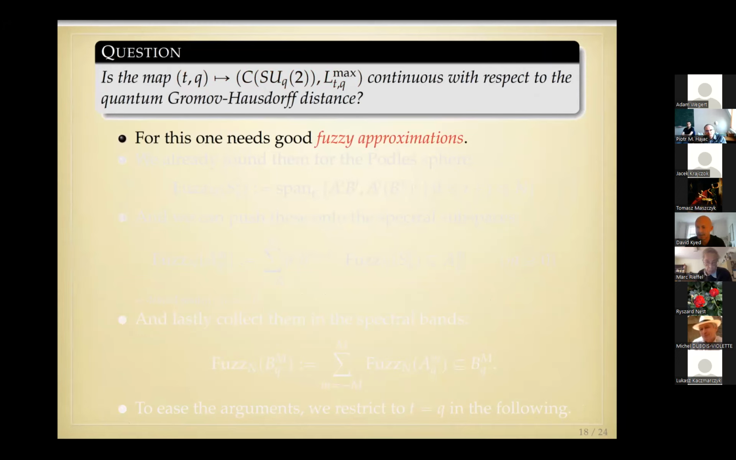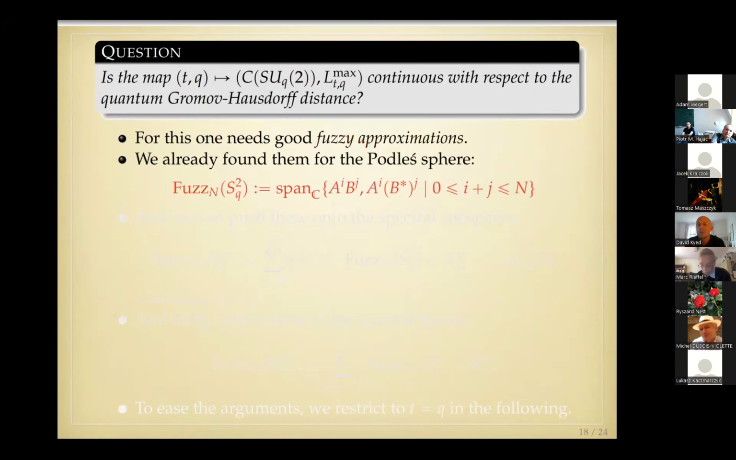And this is something that goes back to Rieffel's original work. And we figured out already in our paper on the Podleś sphere how to do quantum fuzzy spheres, so to say. So you can write down concretely a sequence of so-called fuzzy quantum spheres or quantum fuzzy spheres. I haven't really settled on the order of the adjectives. And you simply take a span of polynomial expressions in these generators A and B. So if you have them for the Podleś sphere, it's very tempting to try and push these into the spectral subspaces.